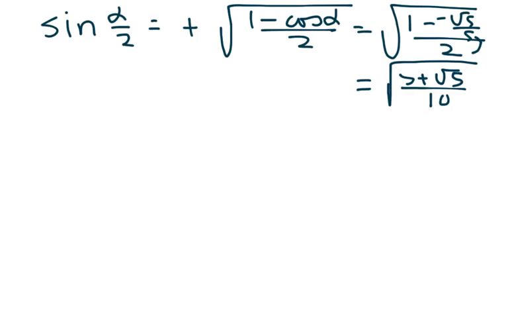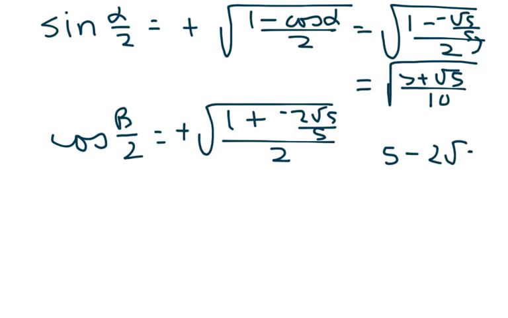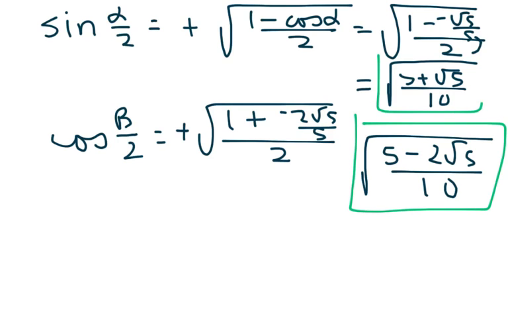Leave it like that. And then we have cosine of beta over 2, which is going to be positive because we're in quadrant 1: the square root of 1 plus cosine of beta, negative 2 root 5 over 5, all over 2, which is going to give us 5 minus 2 root 5 over 10, square root. So there's your two answers there. Going a little faster on 70 because I've done 5 now, and I think if you've done all 10 of these, this should be very easy for you.